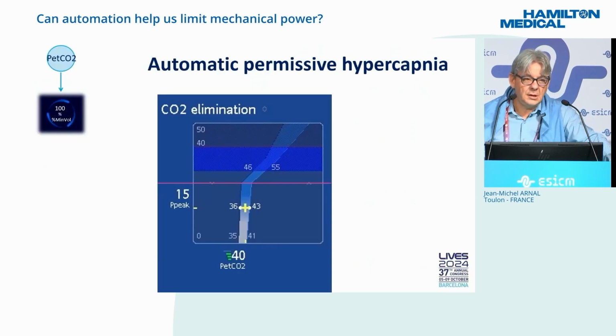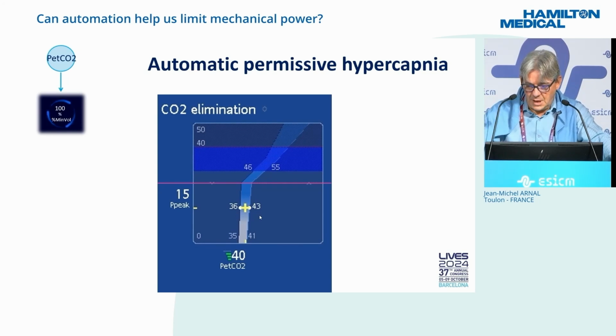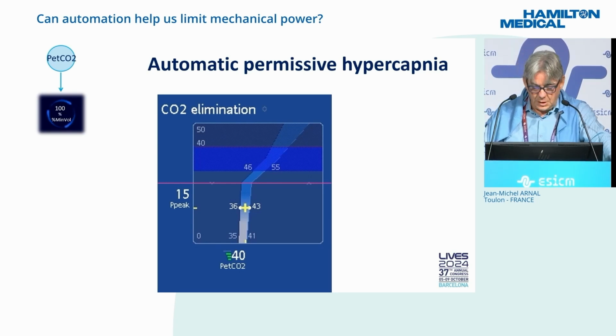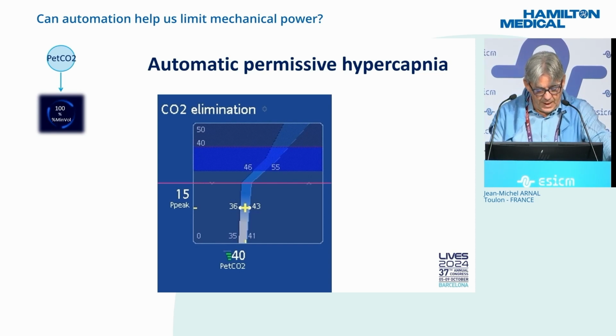How does it work? The user has to set a target end-tidal CO2. In this example, 36 to 43 millimeters of mercury. The ventilator measures, using a mainstream sensor, the actual end-tidal CO2 and compares it to the target. If the end-tidal CO2 is higher than the target, it will increase minute volume, and the other way around.